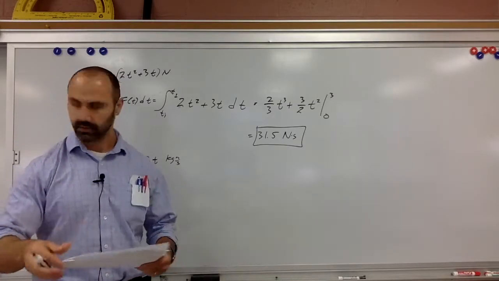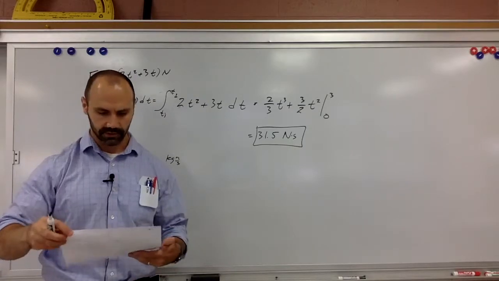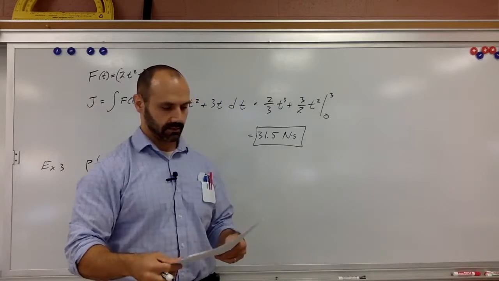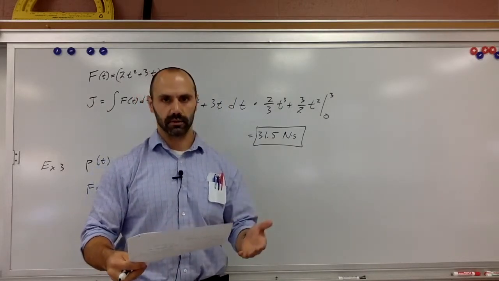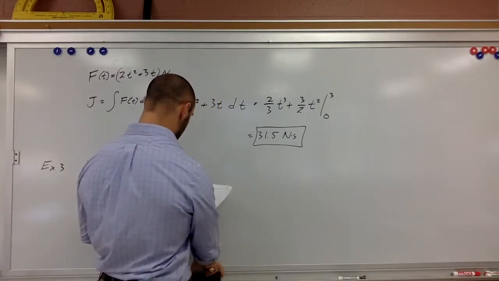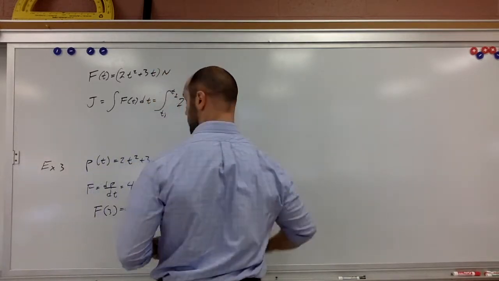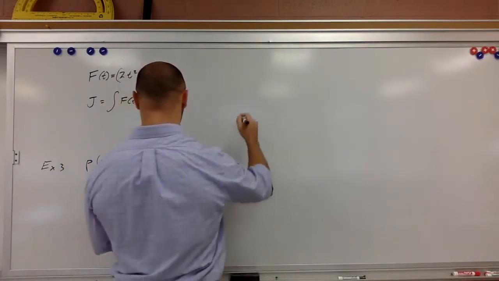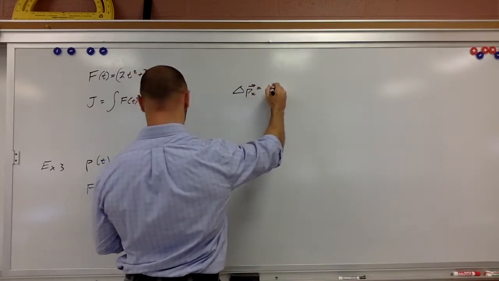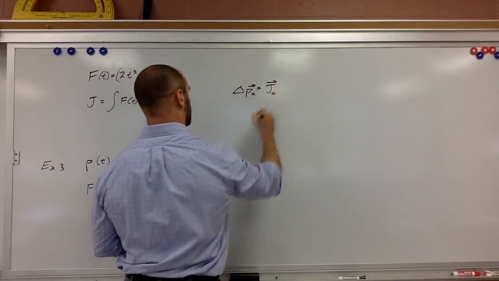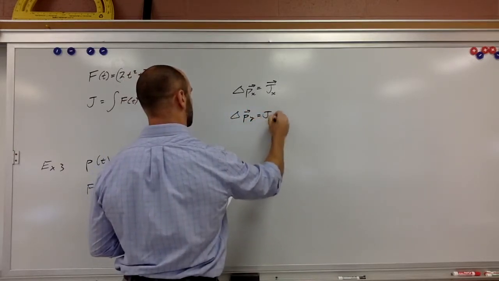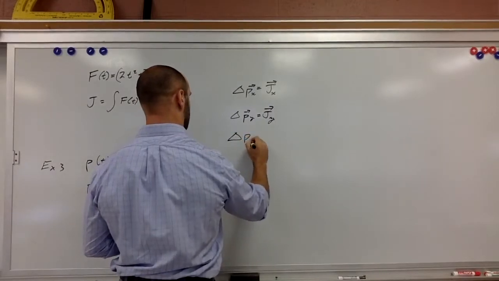The first example 3. I guess we have 2 example 3s. So again, the impulse-linear momentum theorem is that the change in momentum is equal to the impulse, and in 3 dimensions, so we can write this down. This is true: the change in the momentum in the x direction is equal to the impulse in the x direction, the y direction, and the z direction.